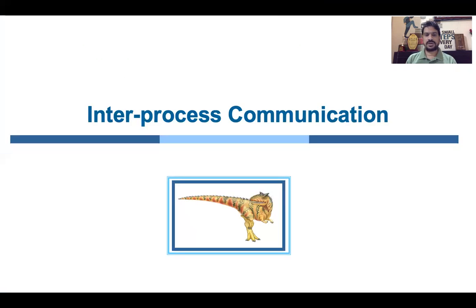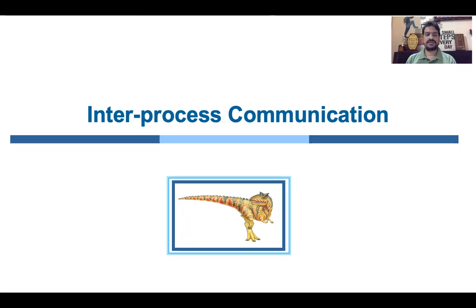Now let's talk about inter-process communication, or what do we mean by inter-process communication. This is a concept that we have to learn in operating systems. As you all know, in a modern operating system we do not run only one process at a time. We run multiple processes, or simultaneously we want to run multiple processes.